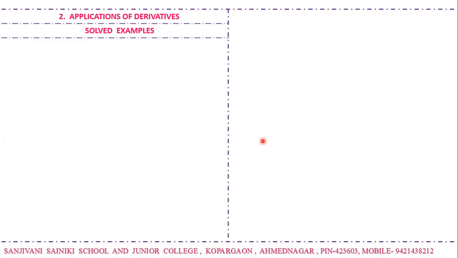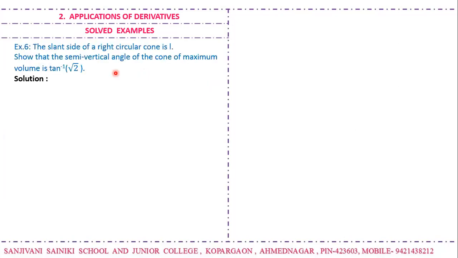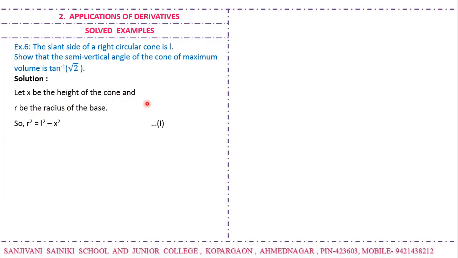The next example is: the slant side of a right circular cone is L. Show that the semi-vertical angle of the cone of maximum volume is tan inverse of root 2. Let x be the height of the cone and r be the radius of the base. Now what is a cone? You must know. The cone looks something like this. This is the hollow cone. Just keep that in mind.